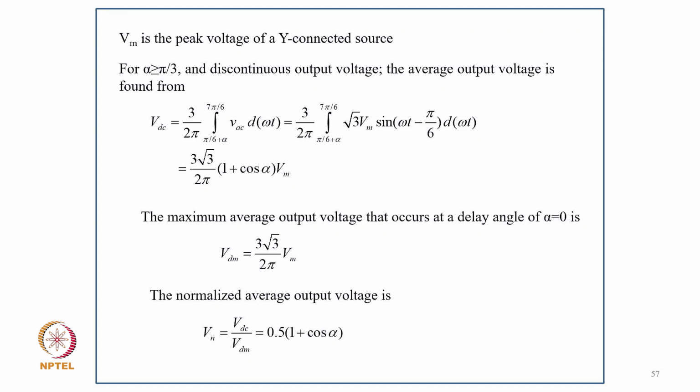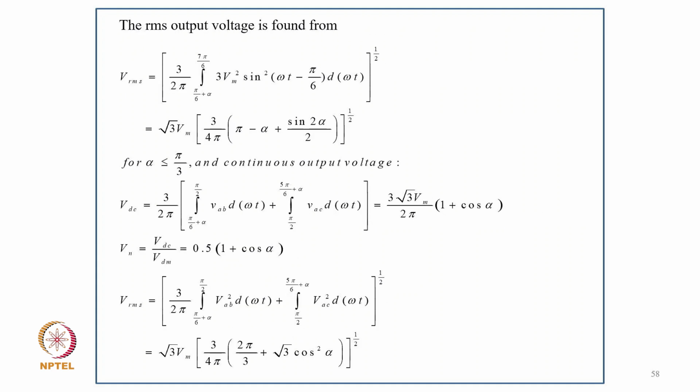Vdc equals ... upon 2 pi Vm, and the normalized average output voltage is Vn equal to Vdc upon Vdm, that is 0.5 (1 plus cos alpha). The RMS output voltage is Vrms equal to [3 upon 2 pi ∫ from pi by 6 plus alpha to 7 pi by 6 of 3 Vm square sin square omega t minus pi by 6 d omega t] to the power half, equal to root 3 Vm [3 upon 4 pi (pi minus alpha plus sin 2 alpha upon 2)] to the power half, for alpha less than pi by 3 and continuous input voltage.